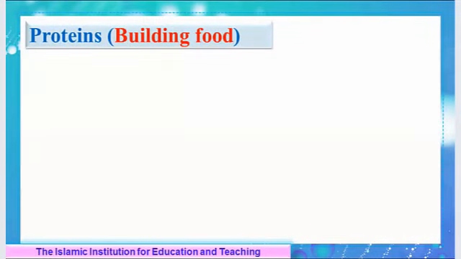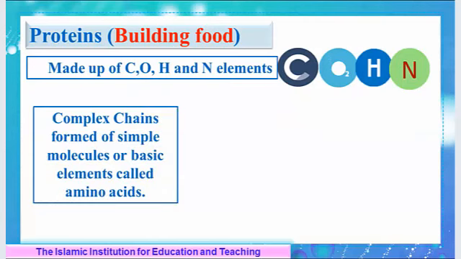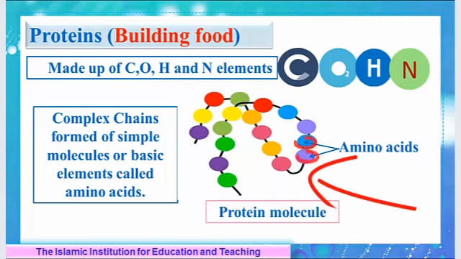Let's now learn about proteins. Proteins belong to the building food category. They are made up of carbon, oxygen, hydrogen, and nitrogen elements. A protein molecule is a complex chain formed of simple molecules or basic elements called amino acids. Here is a protein molecule, and these are the amino acids.